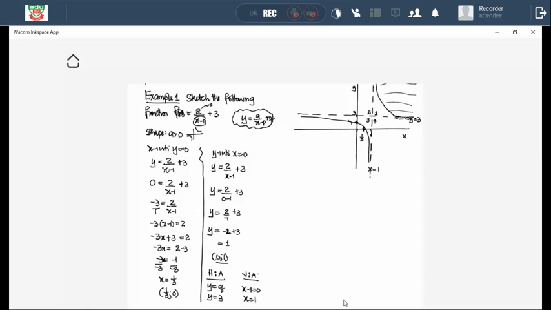Now, from there, you should be able to come up with the asymptotes. How do I come up with the asymptotes?